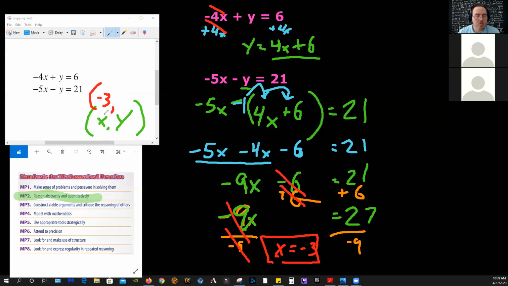That's the x value. Now to find the y value, I'm going to go back to our original right here and put a -3 in. I guess I could go ahead and use, you know what, I'm going to use this one right here. This x. So that would be y equals 4 times, and the x value we found is -3.